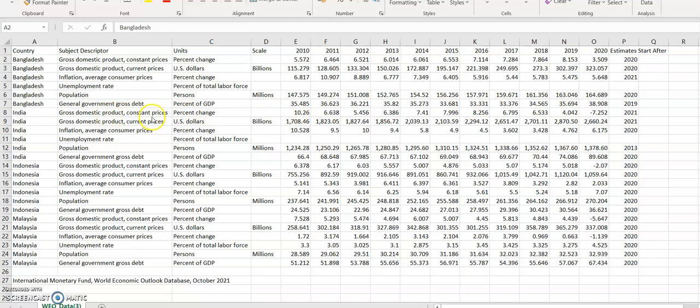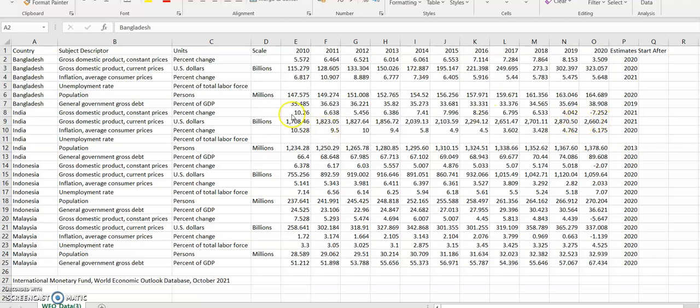For India, we see a huge GDP at 1,708, talking about billions, and that has been increasing to 2,660. But you see that we have, let's say, a drop in GDP. In 2019 it was 2,870, and it went down to 2,660. So that's a negative. So that's a decrease.